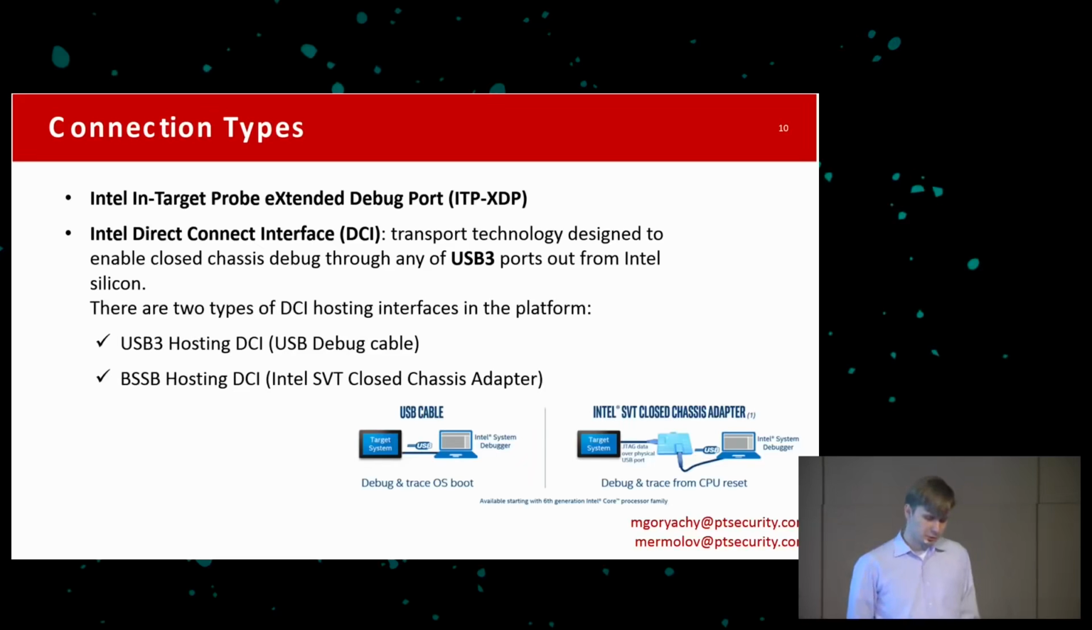It's a special transport designed to enable closed chassis debug through any of the USB 3 ports. You can use the JTAG-like interface through USB 3. And there are 2 types of DCI hosting interface in the platform: USB 3 hosting DCI and BSSB hosting DCI. Now let's take a closer look at each of them.